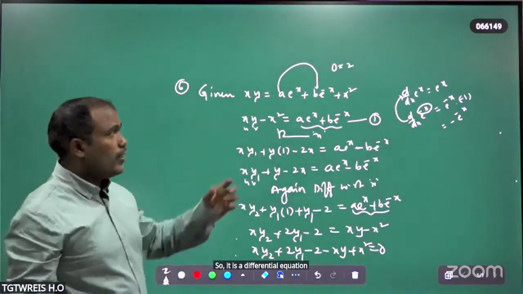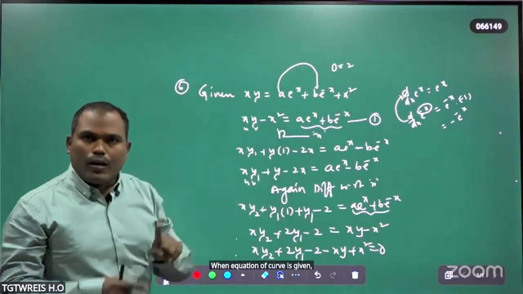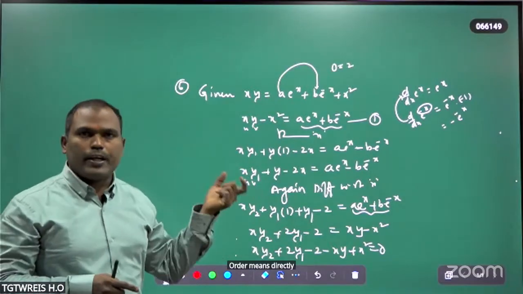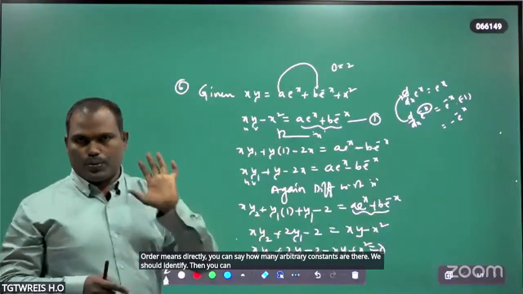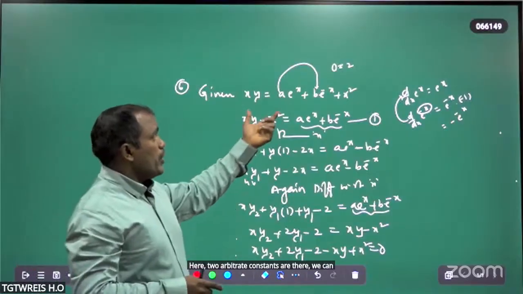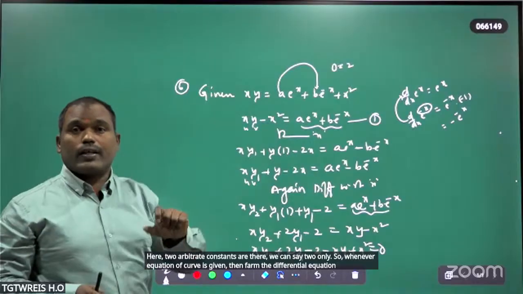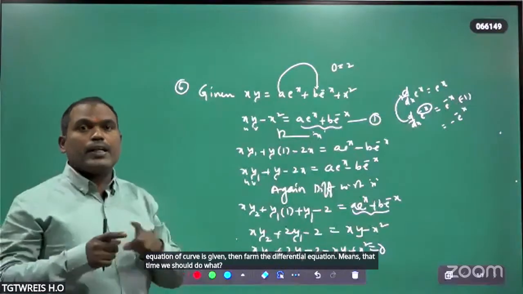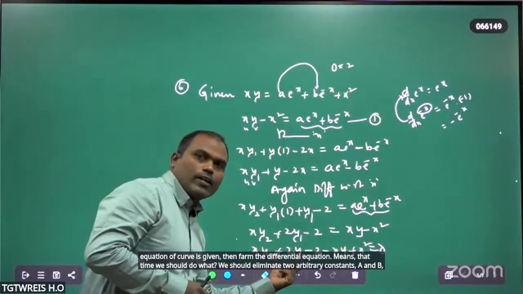So whenever one equation of curve is given, order means directly you can say how many arbitrary constants are there. We should identify, then you can say order is 2. Here two arbitrary constants are there, we can say 2 only. So whenever equation of curve is given, then to form the differential equation, we should eliminate the two arbitrary constants A and B. After eliminating, we are getting this.